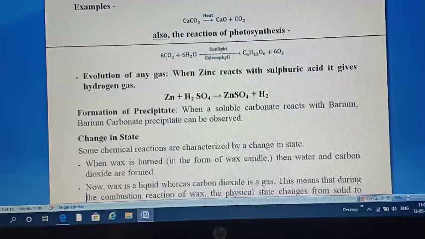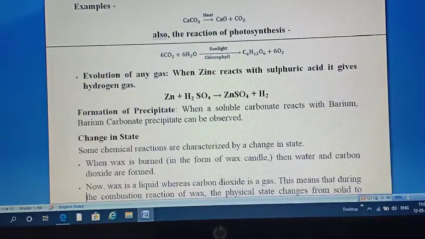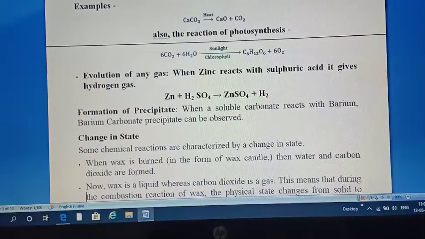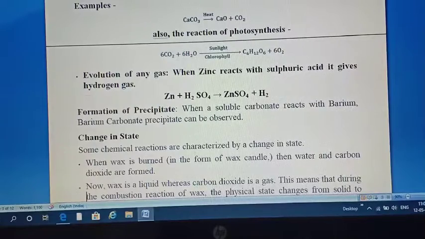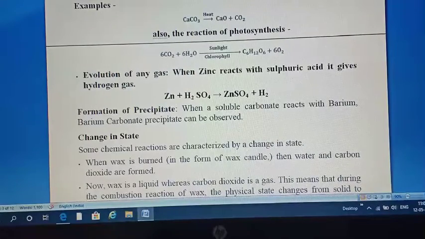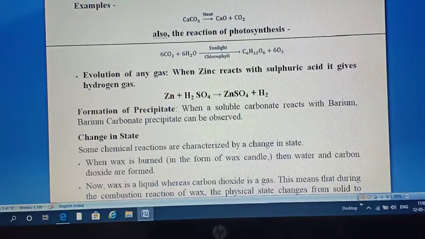Now evolution of any gas. If any gas is evolved, then also we consider it a chemical reaction. Here one example is given: zinc reacts with H2SO4, that is sulfuric acid, and is converted into ZnSO4, that is zinc sulfate, and during this process hydrogen gas is evolved.